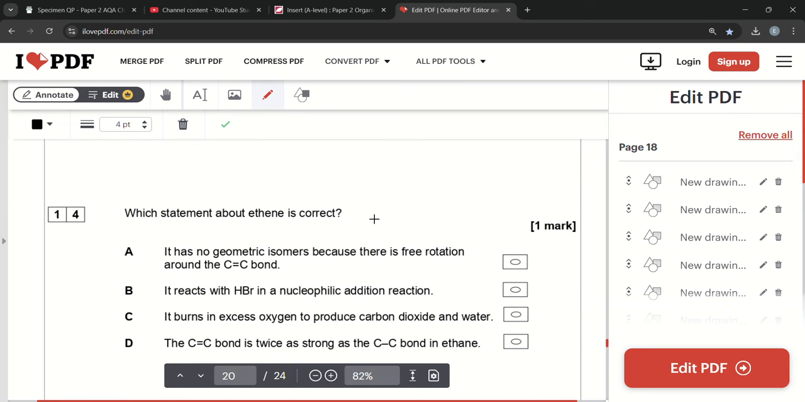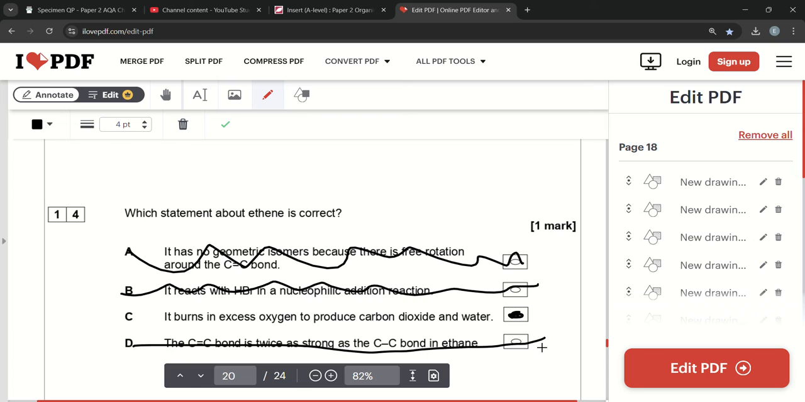14. Which statement about ethene is correct? Has no geometric isomers, free rotation about the carbon double bond? No, there is a lack of rotation. Reacts with HBr in a nucleophilic addition reaction? No. It's an alkene with HBr, so electrophilic addition, not nucleophilic addition. It burns in excess oxygen to produce carbon dioxide and water. Yeah. And the carbon-carbon double bond is twice as strong as the carbon-carbon single bond in ethane? No.